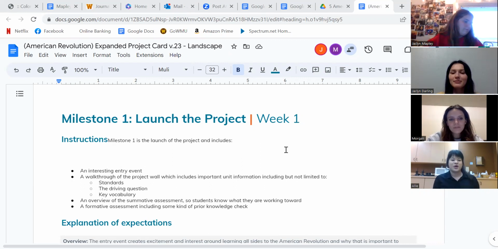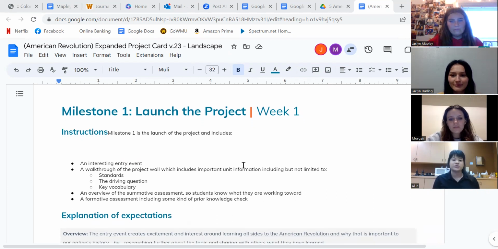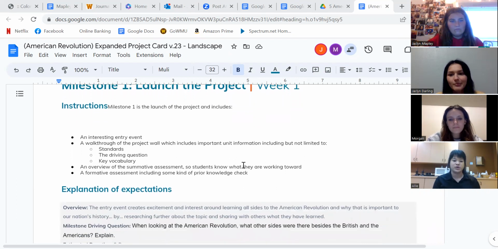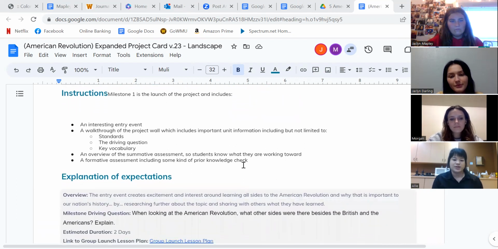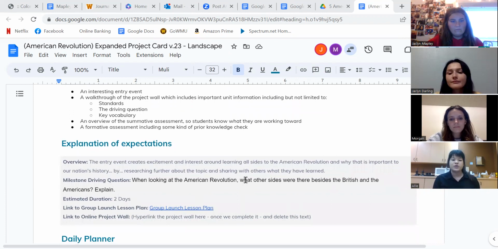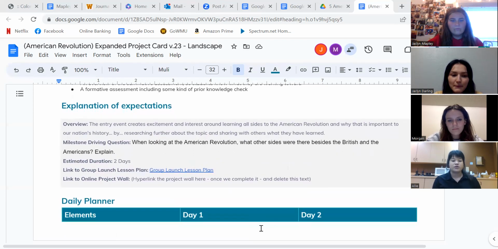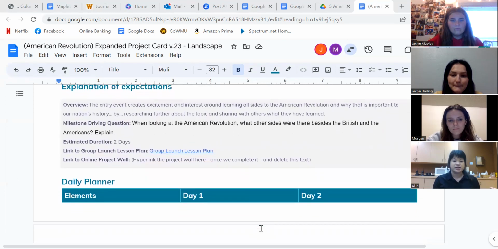All right, so our project is on the American Revolution, and we're doing it for fifth graders. Milestone 1 is launching the project, and it's going to be week 1. Our driving question is, when looking at the American Revolution, what other sides were there besides the British and the Americans? Explain. We're thinking that milestone 1 will take about 2 days, and we have our lesson plan linked there.